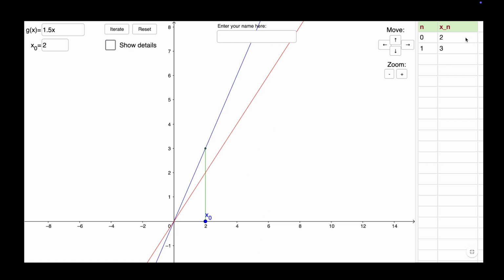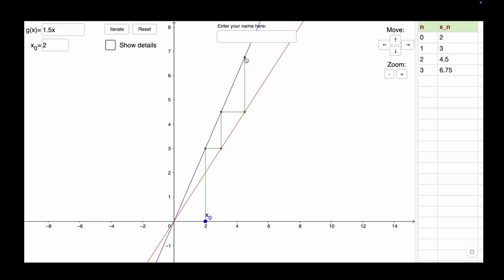So the corresponding x1 point is 3, and this is the point 3. So we draw the next iterate. This point goes up to the horizontal line, and the corresponding solution x1 is 3, and next vertically upward, and the next iterate x3 is 6.75, and the corresponding point is 6.75.